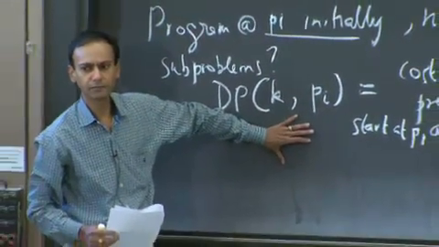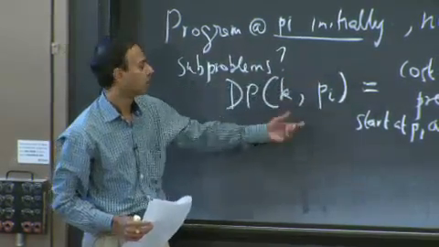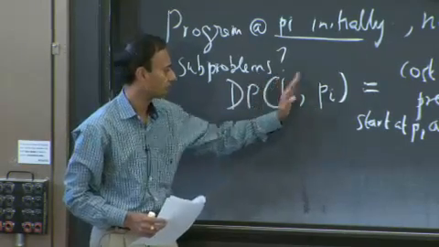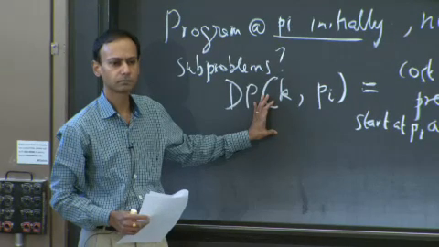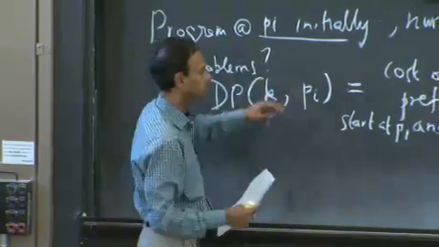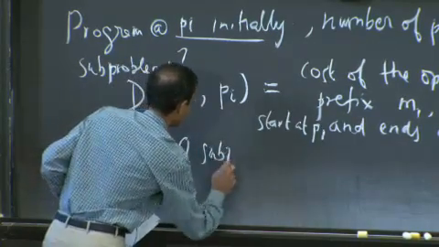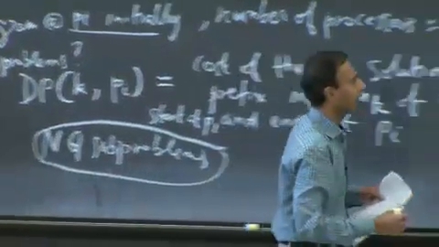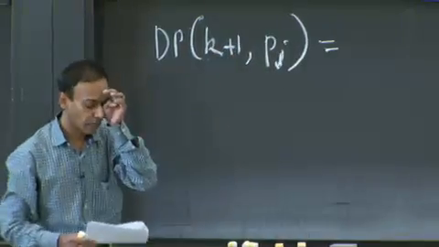And how many subproblems do I have? Total? Look at this and tell me what the ranges of the possibilities are. So how many subproblems would I have? Someone? Yep. N times q. Right. So you have n times q subproblems. So you've set this up for up until k and for all of the Pi's.